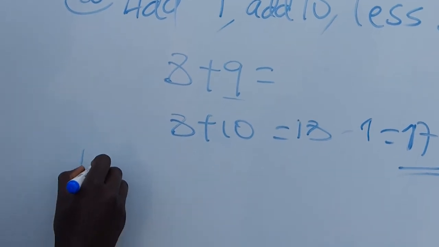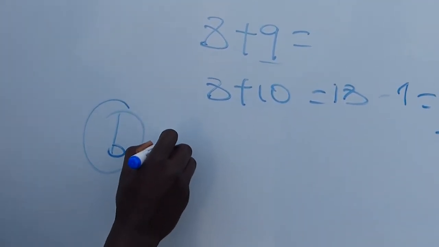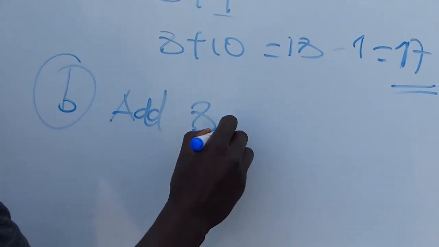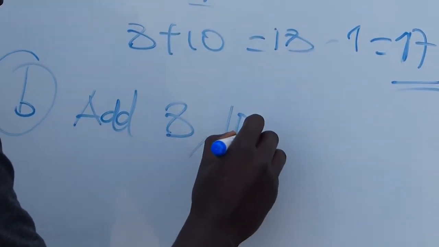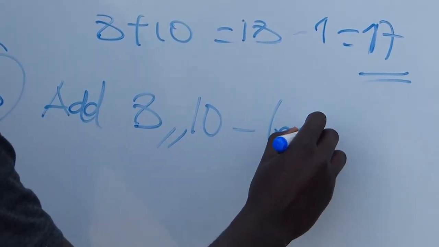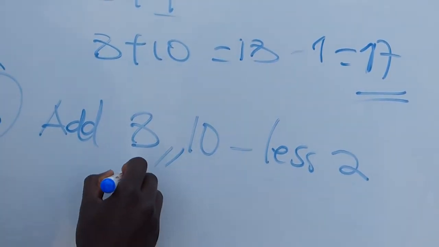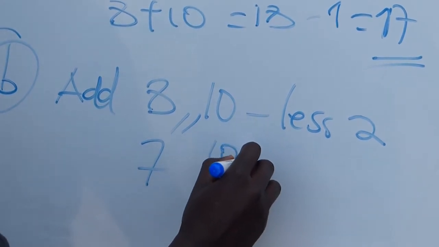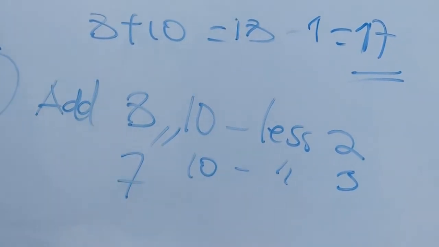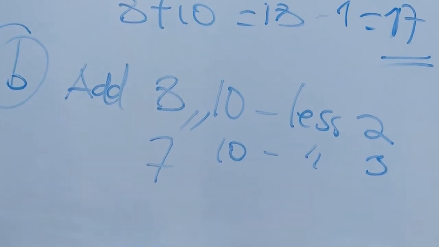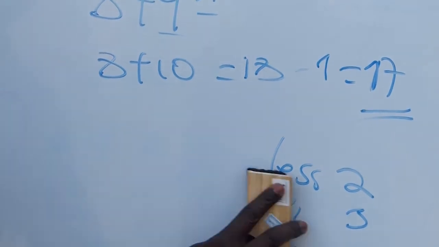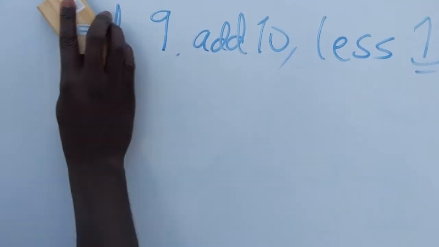And now B is the same. Now, if you want to add 8, basically add 10, okay? And in 8, less 2. So for 7, add 10, and less 3. So that way until the end. Let's have examples and see how that works in addition.